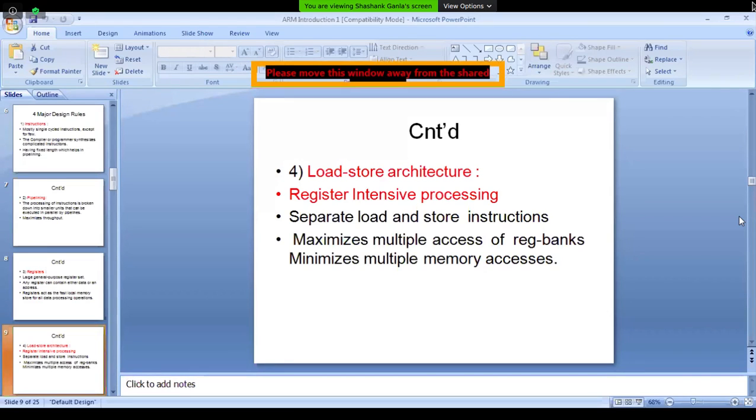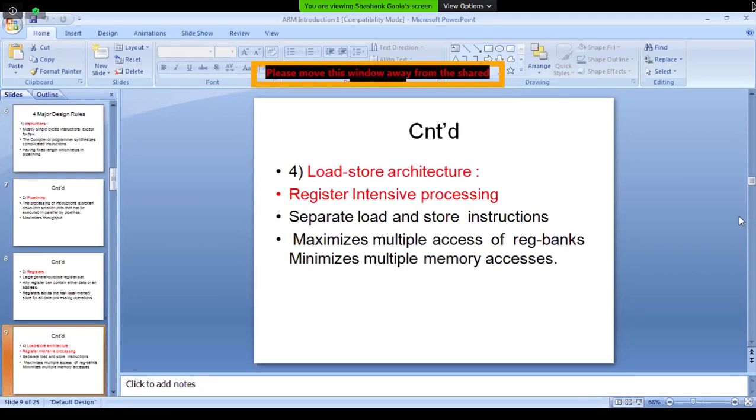The benefit of this register intensive processing is that it maximizes the access of register banks in the ARM architecture. It minimizes the multiple access of memory. If it minimizes multiple access of memory, the performance automatically increases, because accessing memory is a slow process as compared to accessing a register of a CPU.